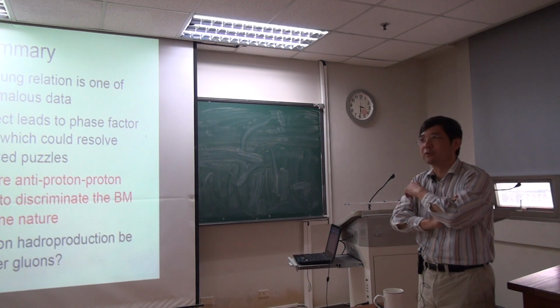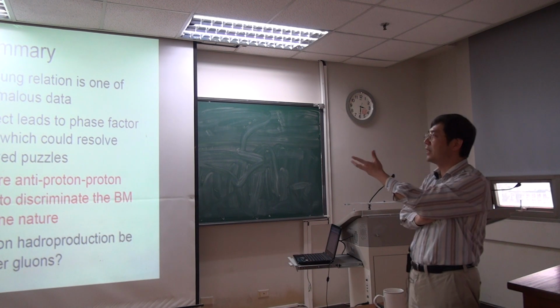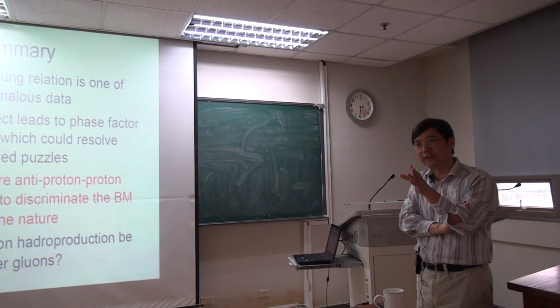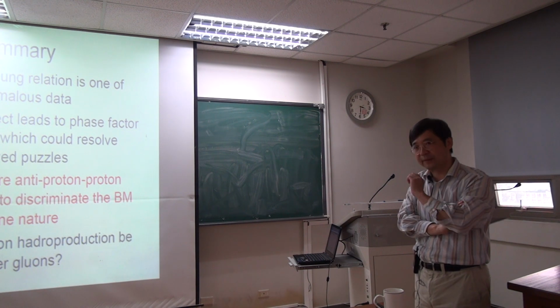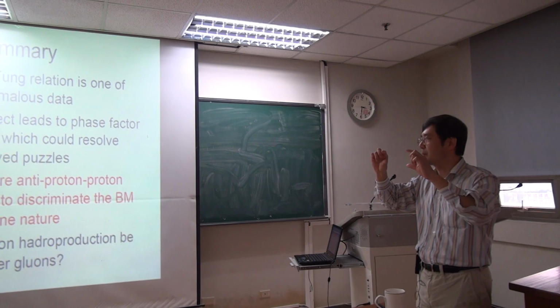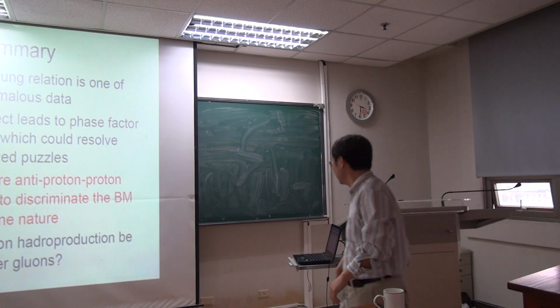Certainly, some people also ask whether it's possible to calculate the phase directly. Because here I treat the phase as a free parameter. But in fact, the phase can be calculated because it has an operator definition. It's the vacuum expectation value of the four Wilson links. Can you write it? Yeah, I can try.